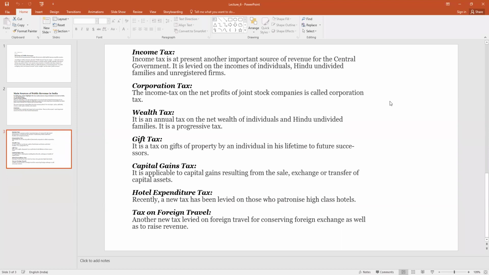It is an annual tax on the net value of the wealth of individuals or families. It is called wealth tax. Sir, I am not getting any income from my wealth. For example, one house is there. I am not getting any rent or any profit from that house. The value of the particular property is some 100 crores, but I'm not getting any revenue.